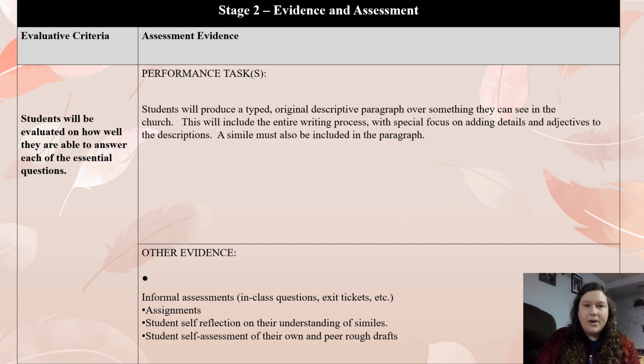The real world application was to create an original descriptive paragraph over something that they could see in the church. So what we did, this is a parochial school, so we went over to the church and I just told them to pick out one item, and that was their item they were going to write a paragraph over to really describe. So it helps them to be able to see things in a little more detail in the world around them. So that's where that real world knowledge came in.